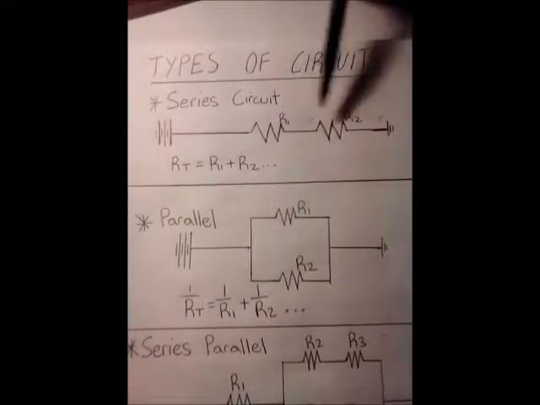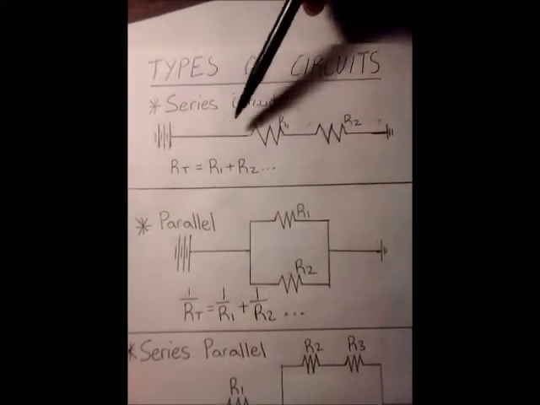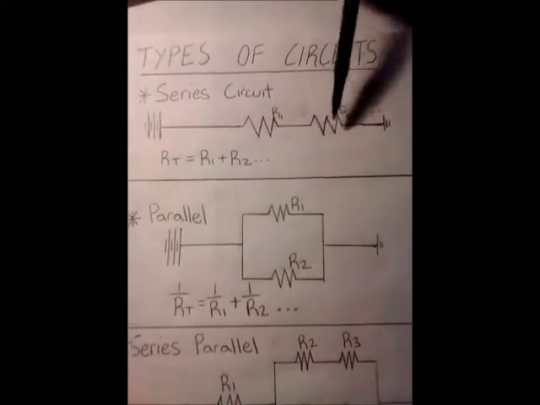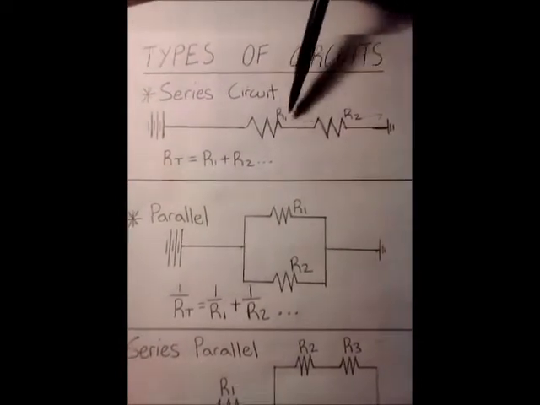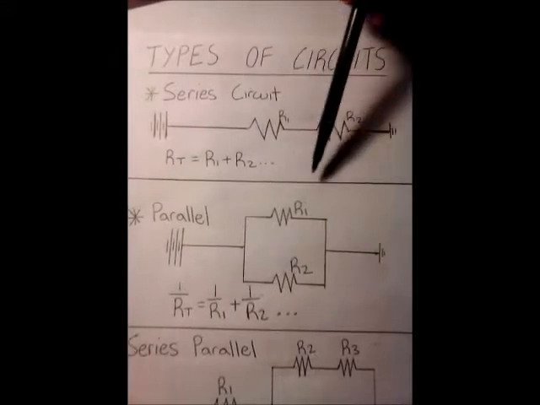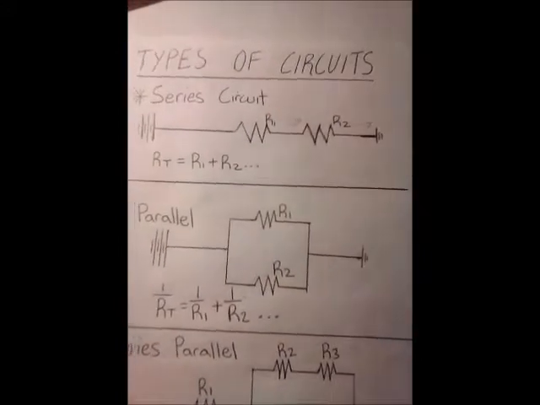To find out the total resistance in a series circuit, especially when you have multiple resistances, like 2, 3, 4, you just add them. You just add the resistances, add the ohms. It's very simple. Moving on to the parallel.